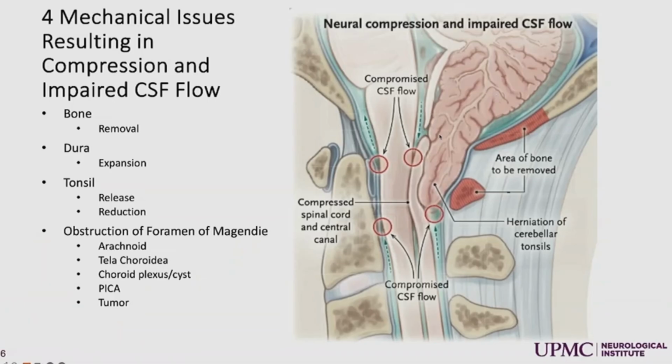Fourth, there are different structures that block the flow of CSF at the foramen of Magendie, and I will show you some pictures of that. So the way that we fix it essentially is we remove some of the bone, shown here in red. The dura is opened, and we expand the dura. With the tonsils themselves, we need to release adhesions. Sometimes they're scarred down there, and we also coagulate them so we can shrink them to create more room.